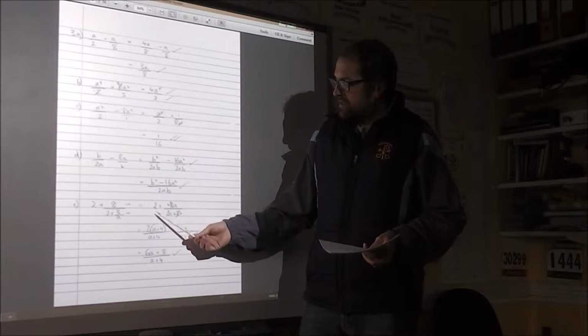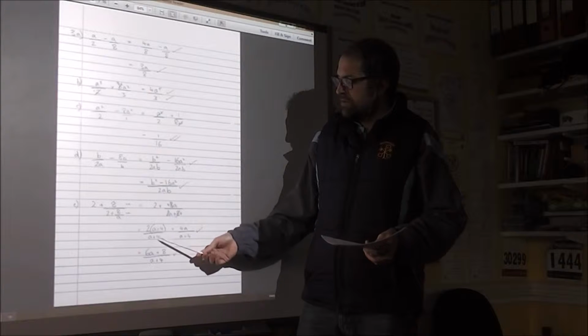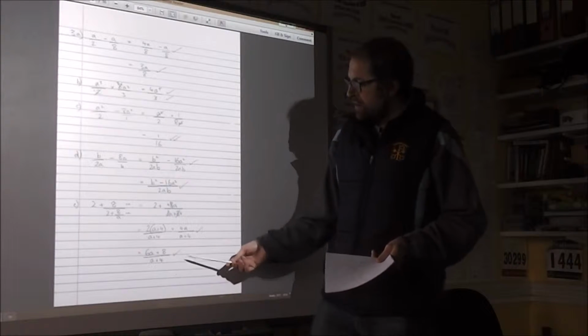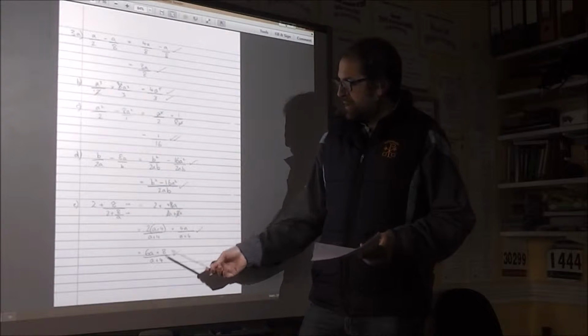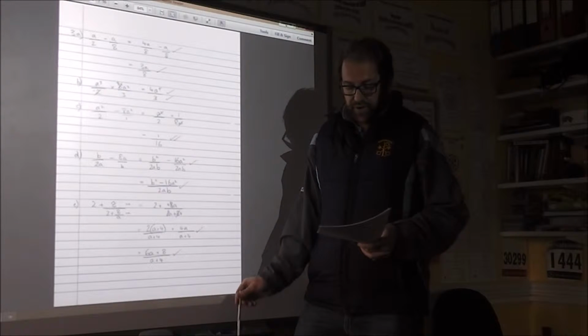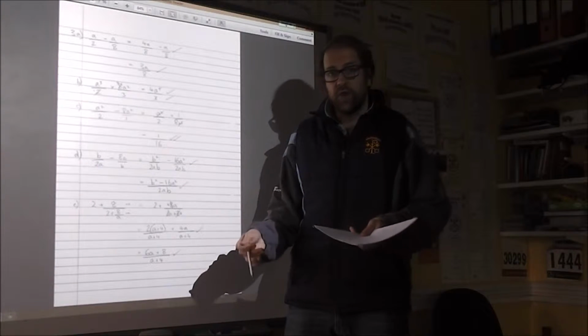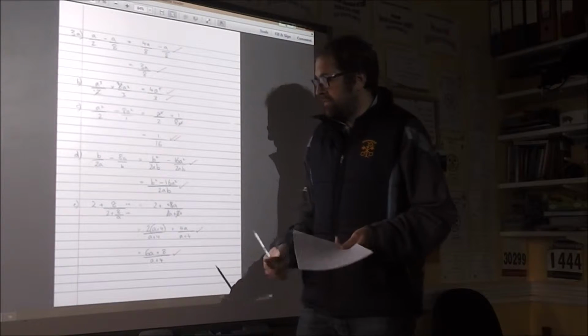I then made this 2 as a fraction of a plus 4, by multiplying top and bottom by a plus 4. I was then able to add my fractions, which was 6a plus 8 over a plus 4. Remember, when you need to add fractions, you've got to have the common denominator.